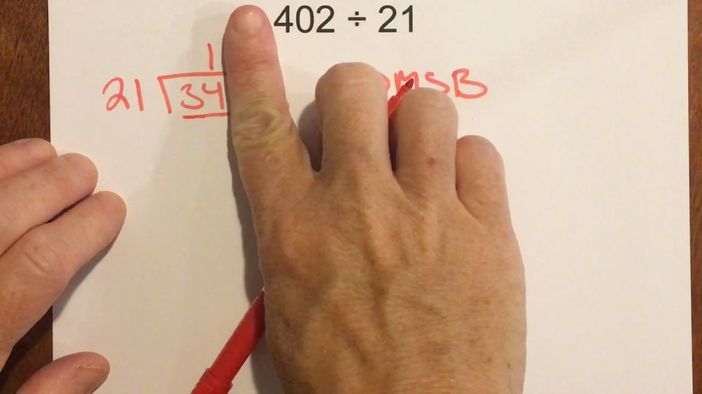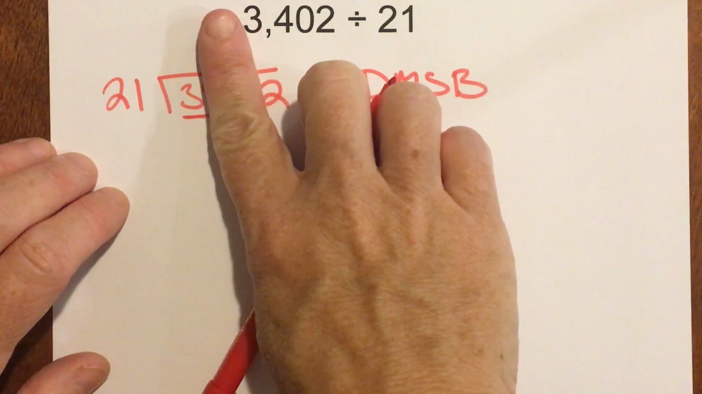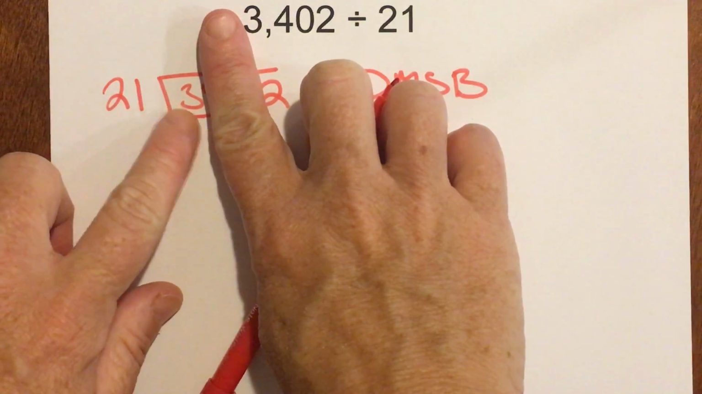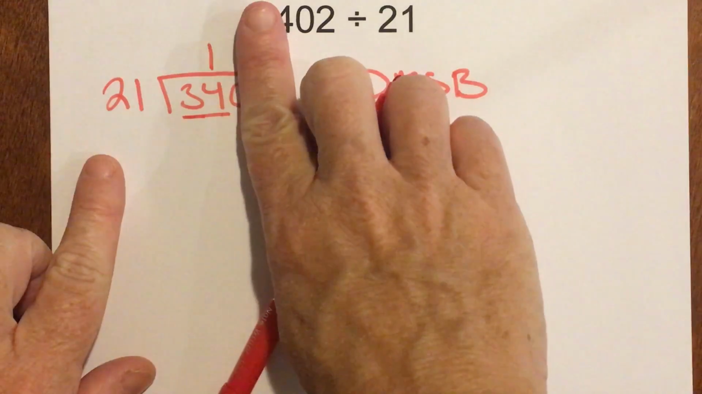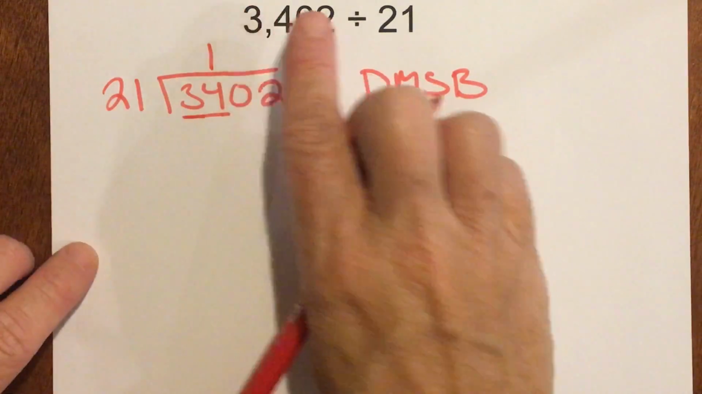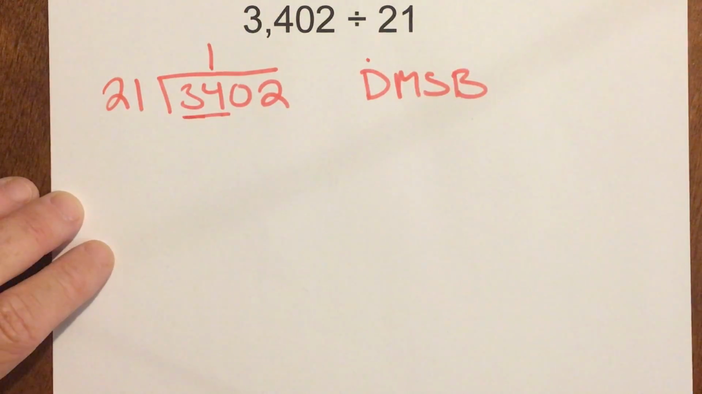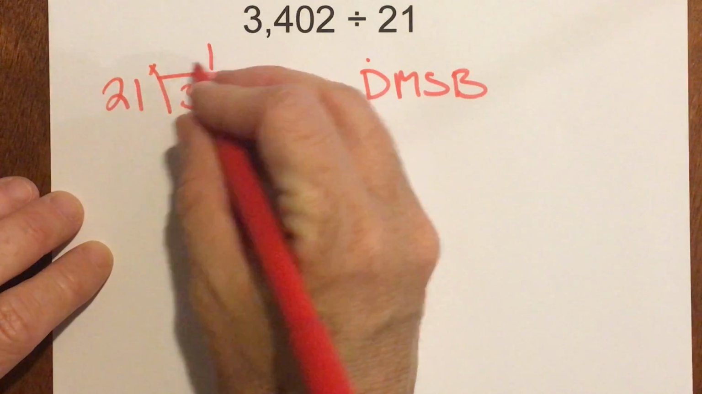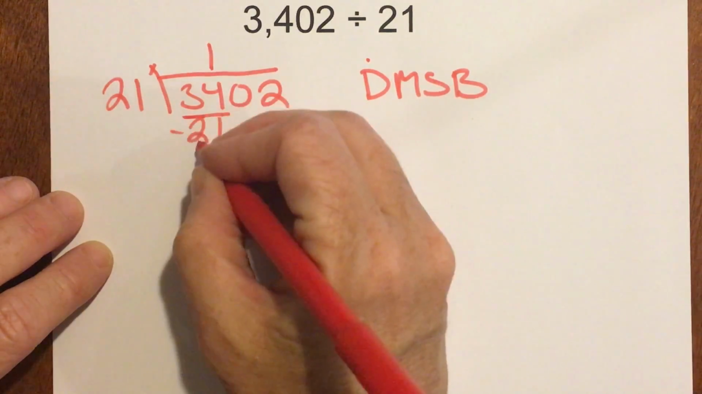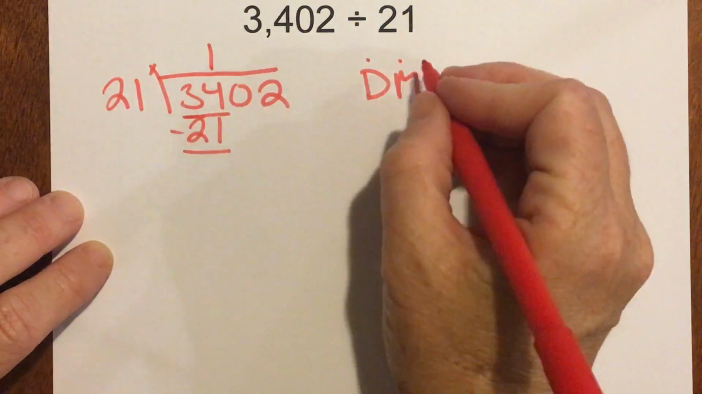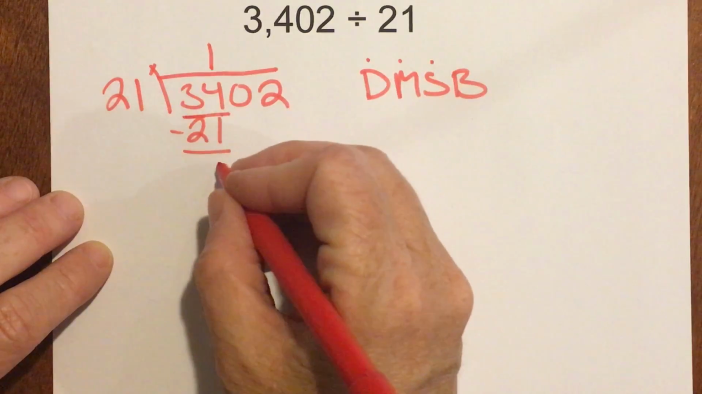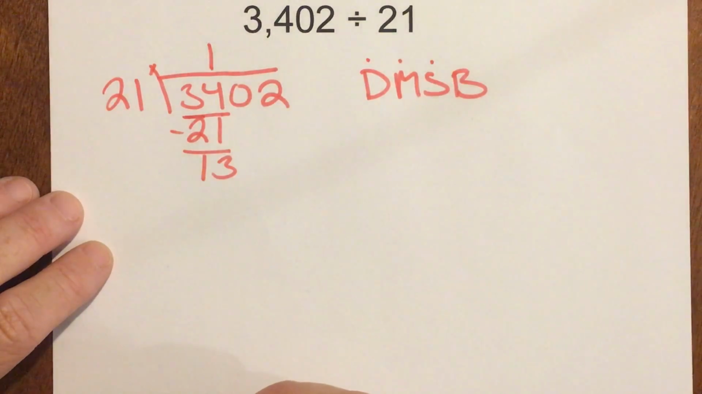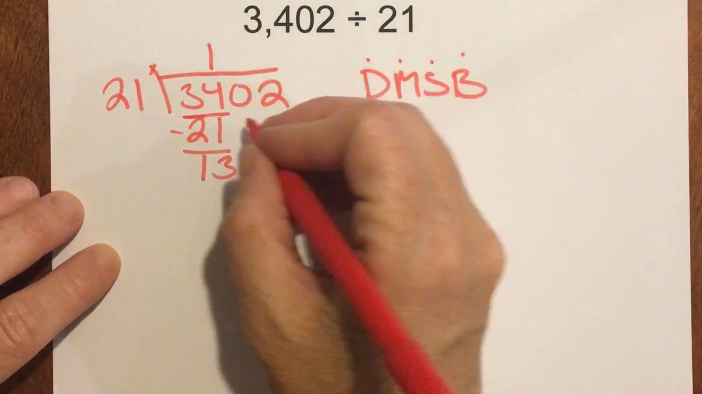So notice where I put the 1. It can't go there because if I put it there, it says 21 fits into 3 one time. That's not true. 21 fits into 34 one time. So I divided. I'm going to multiply 1 times 21. Now I'm going to subtract, and I get 4 take away 1 is 3. I'm getting 13. I'm going to bring down.